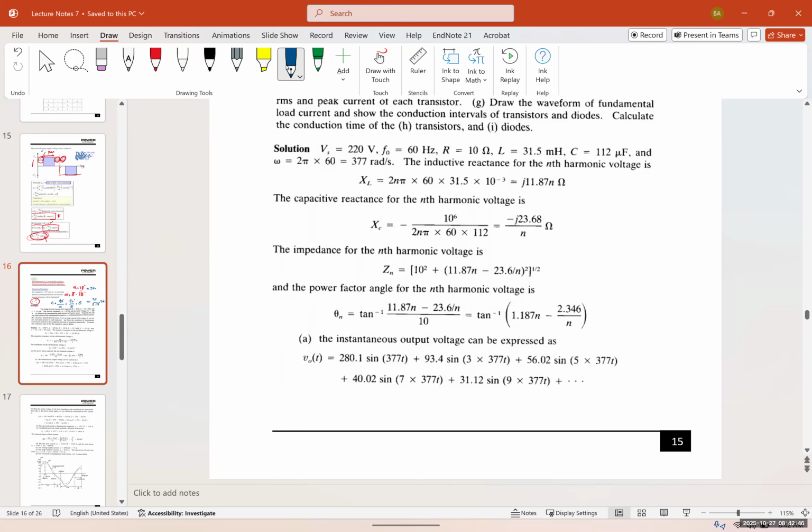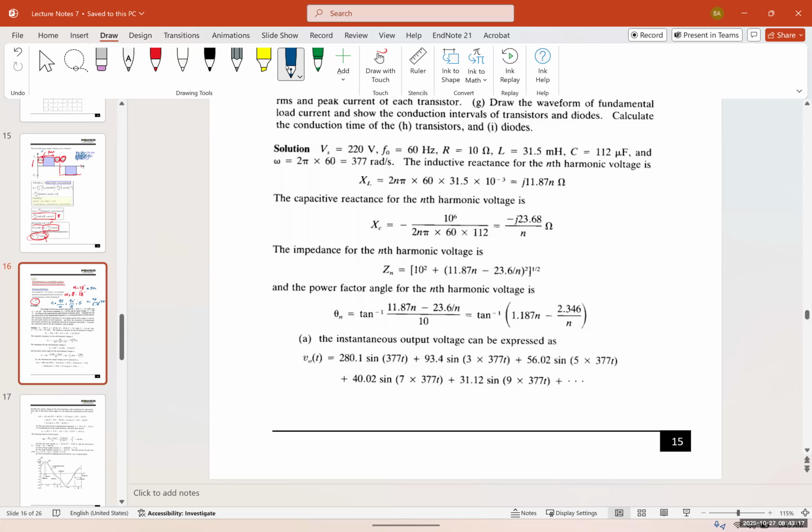Now, the first thing that we need to do is find the inductive reactance for the nth harmonic voltage. For that, the reactance XL would be 2nπ times the frequency times L, and L is in millihenry, so it's 10 to the power of negative 3. And that is going to be j11.87.